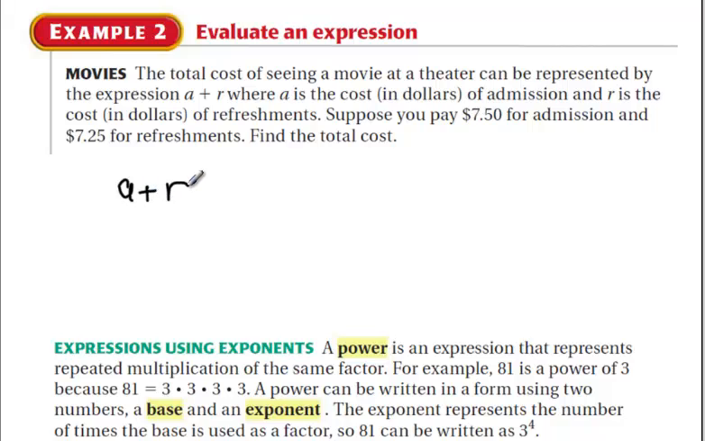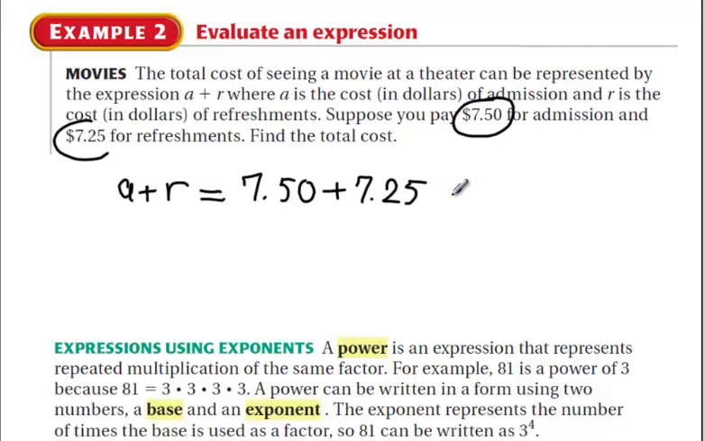The total cost is represented by A plus R. And we have two values given. So $7.50 is for admission. A represents the admission, so we have to substitute $7.50 for A, plus $7.25 represents the refreshments, which is R, so we substitute $7.25 for R. So we have to find the sum of $7.50 and $7.25, which is $7.75. So let's move on to the next part.